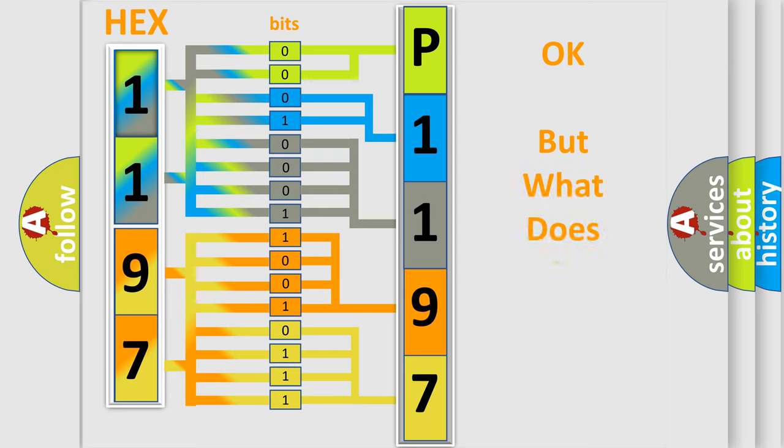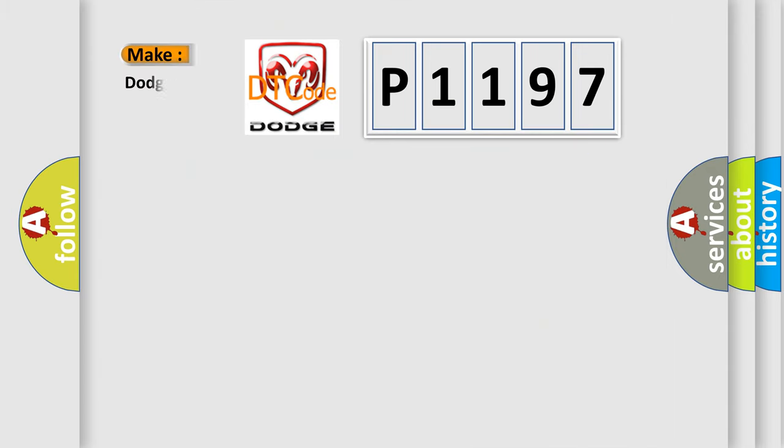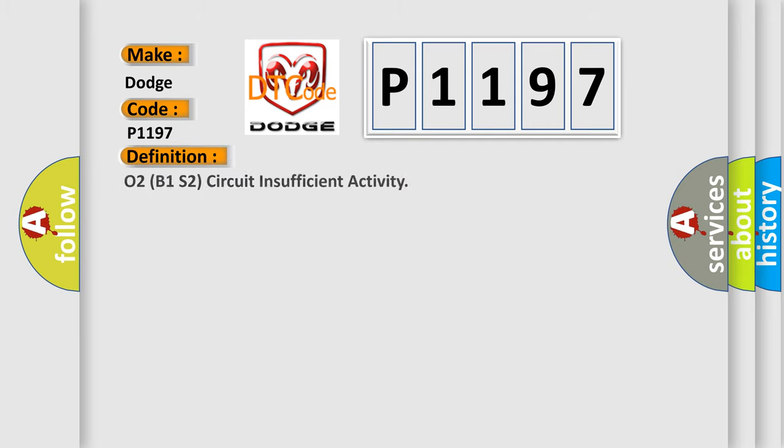The number itself does not make sense to us if we cannot assign information about it to what it actually expresses. So, what does the diagnostic trouble code P1197 interpret specifically for Dodge car manufacturers? The basic definition is O2B1S2 circuit insufficient activity.